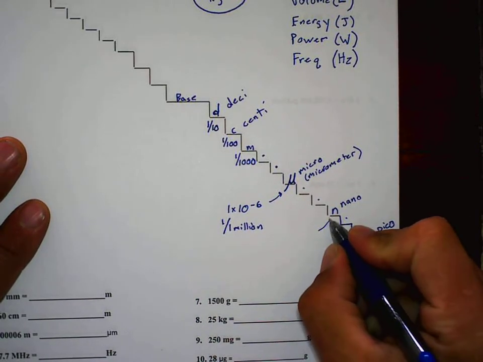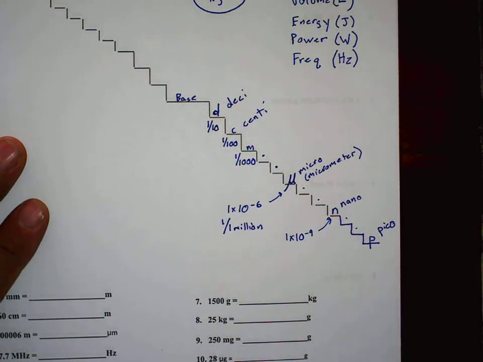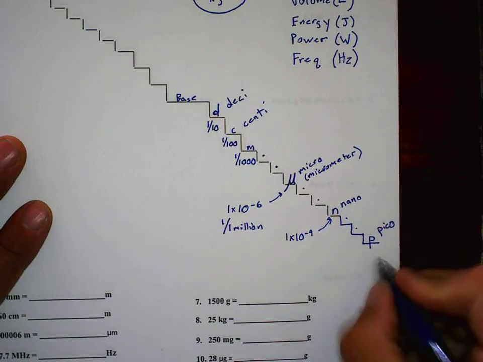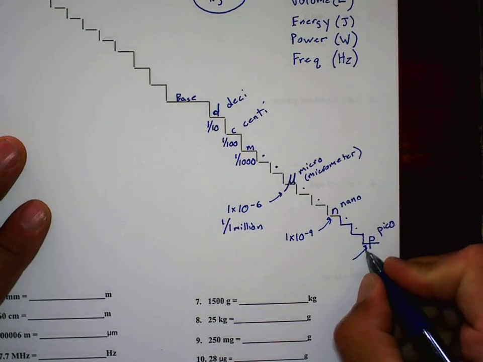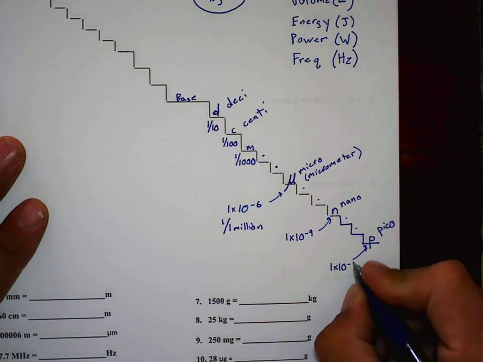Nano. 1 times 10 to the negative 9th, or a billionth of something. And this is a trillionth of something. 1 times 10 to the negative 12th.